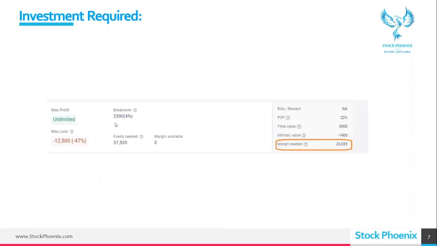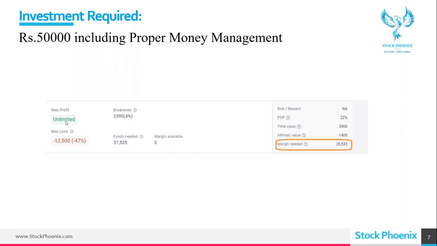So let's see what is the investment required. When you go by this proportion to initiate the trade, you require 37,000 rupees. And once the position is initiated, you require 26,000 rupees to hold the proportion. So it may change plus 5,000 or minus 5,000 depending on the expiry days left for the market. So maximum loss is 12,500 and maximum profit is unlimited. So there is something, we'll check it when we go with the live example. So now investment required is 50,000 including money management.